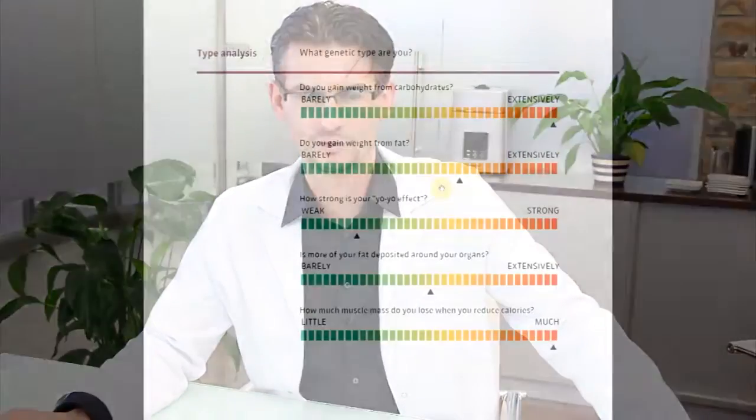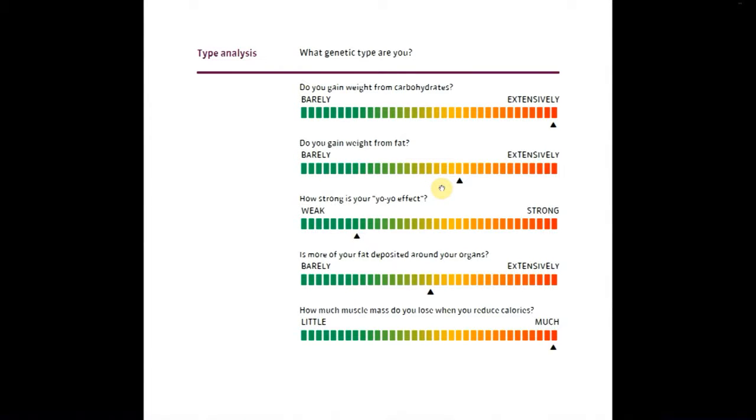All right, the next question. Is more of your fat deposited around your organs? Now, fat in obese people can be located in different positions, for example, around the hips, which is more common in women, or also around the organs. So it's actually inside of the belly, around the organs. And the problem with this fat around the organs is that it is metabolically active, which means it's more unhealthy for you than fat around your hips.